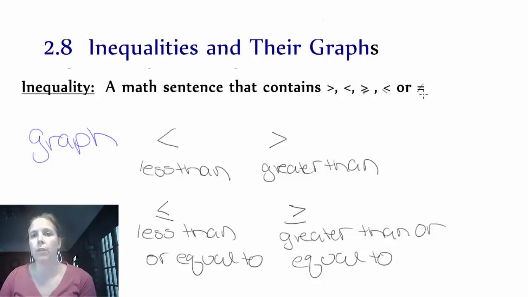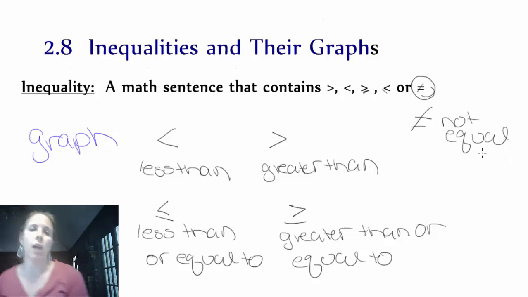The last symbol over here, that is like this. That's just not equal. We don't really use that one a lot, but you do need to know what it is. Okay, so not equal to. So less than, greater than, less than or equal to, greater than or equal to.